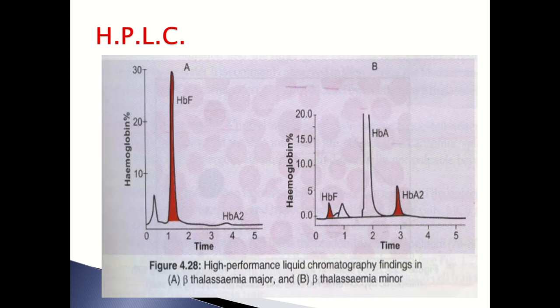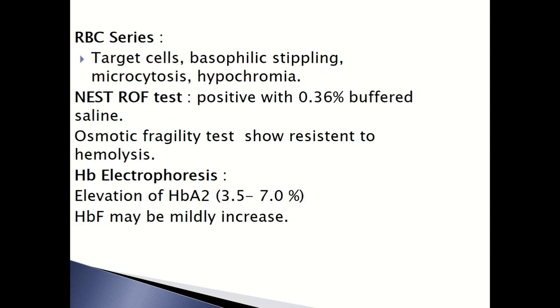And the last thing, that is HPLC. In thalassemia major, you will find more HbF and very low HbA2 and slight HbA. In case of thal minor, you will have more HbA, almost more than 90%, but HbA2 greater than 2.5, and very little HbF. So this is thal minor, this is thal major. Based on HPLC, you will definitely make the diagnosis of thalassemia as well as sickle cell anemia.